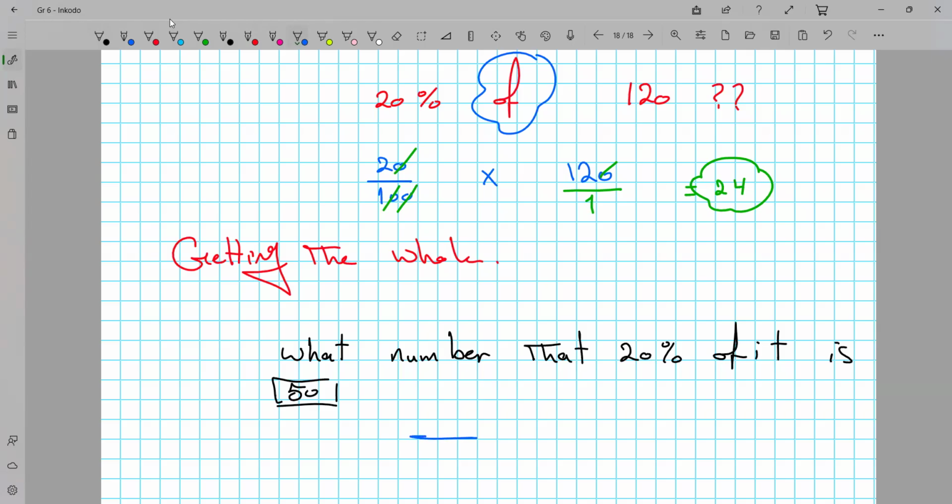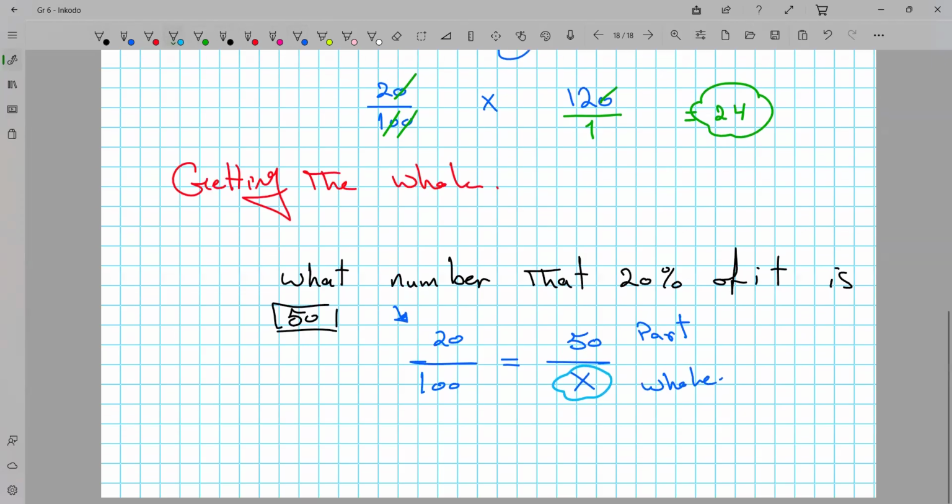So in this idea, the easiest way to get it is by making two fractions. First fraction for the percent, 20%, 20 over 100. And the second fraction for the part and the whole. So the part is 50. What about the whole? I don't know it. So it's a missing value. It will be denoted by x. So easy to get x. It's very easy.